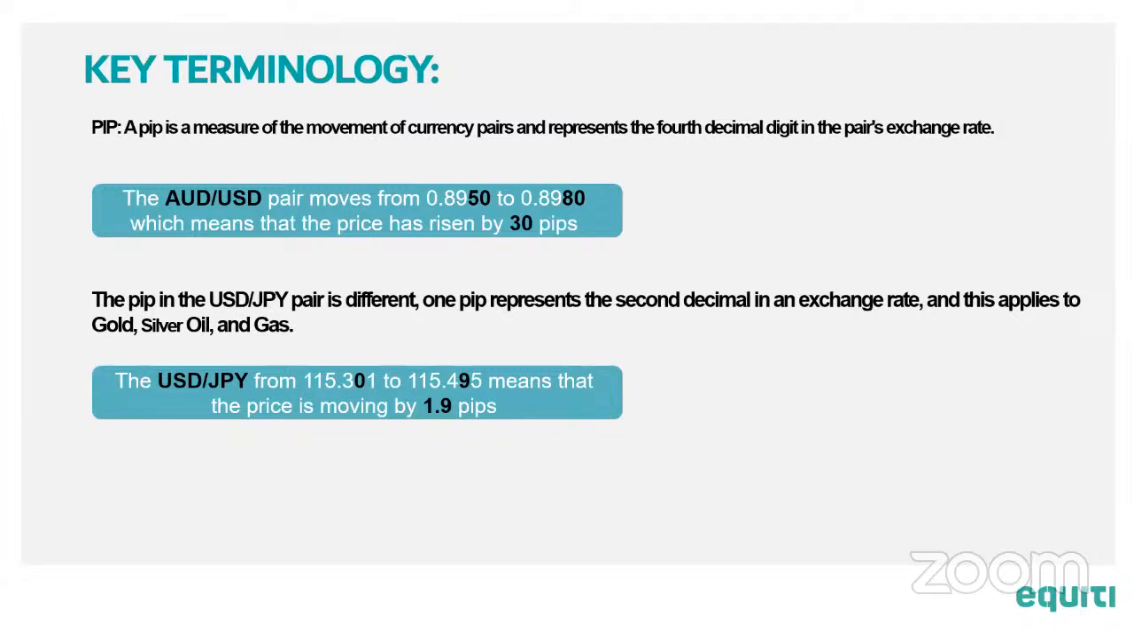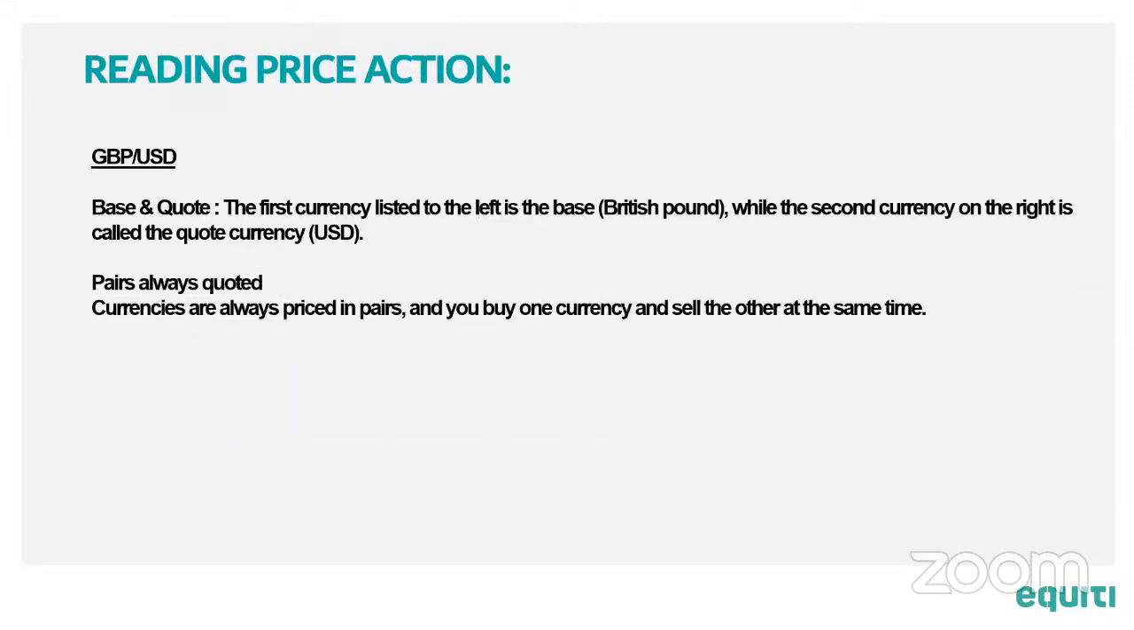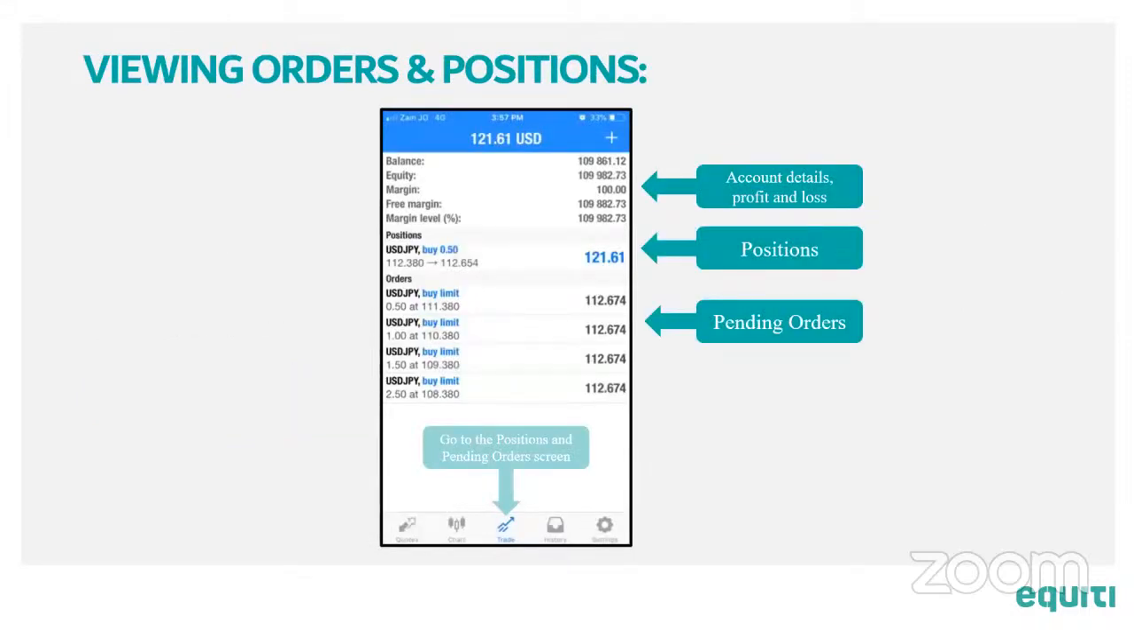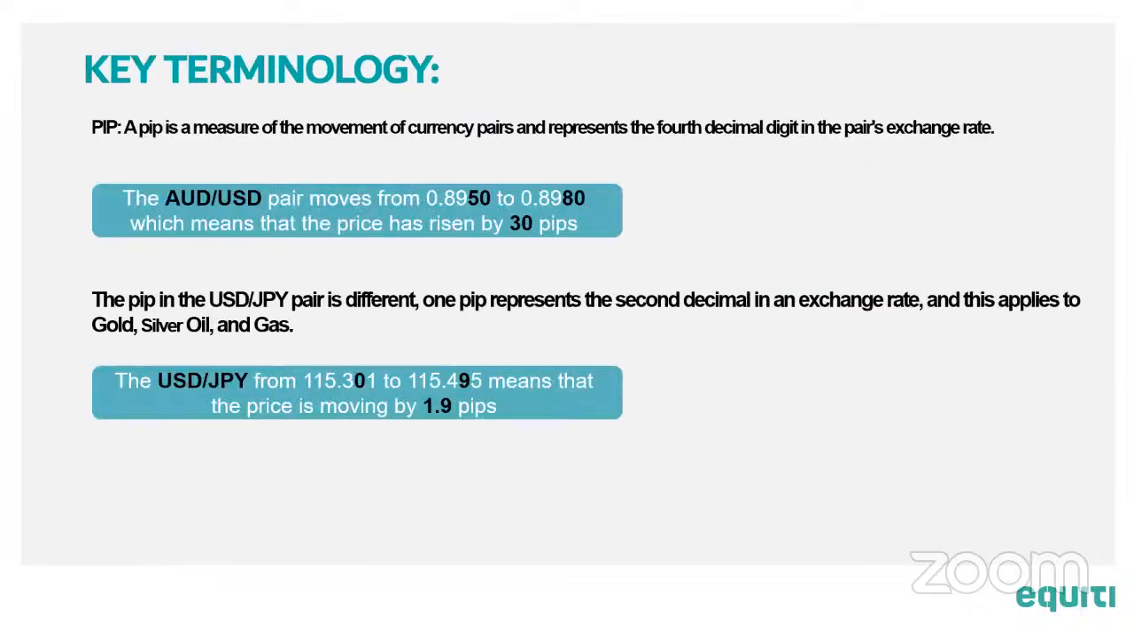A pip is a measure of the movement of currency pairs and represents the fourth decimal digit point of the pair's exchange rate. If the AUDUSD pair moves from 0.8950 to 0.8980, the price has risen by 30 pips. And again, in this example above, we can see that the price here has moved from 380 to 650. So here he's taking advantage of the number of pips, not the change in dollars.